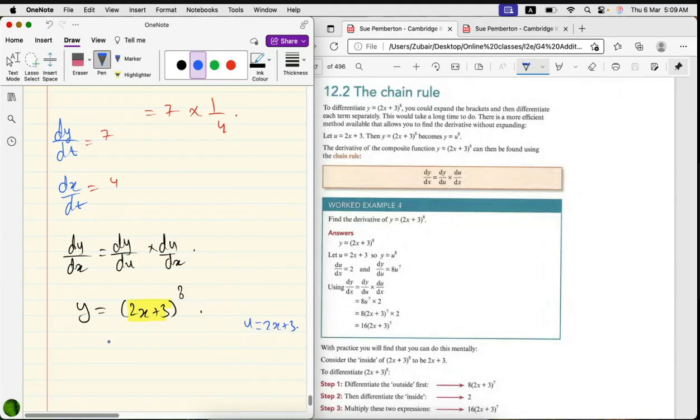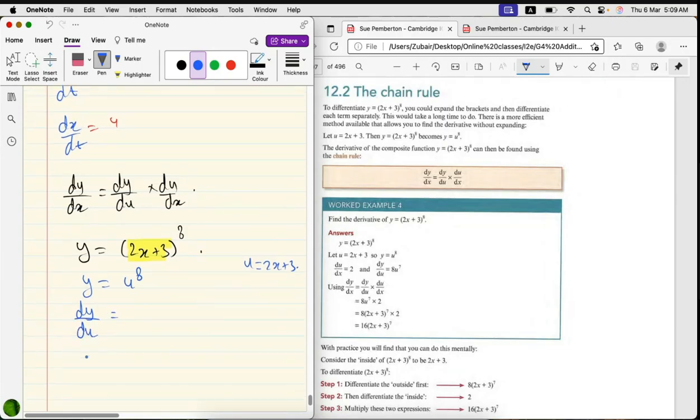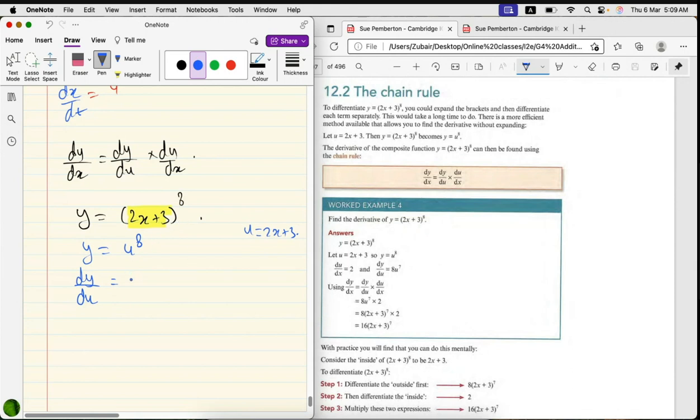So one thing, we differentiate it with respect to u. That means if we take it as u, y is equal to u raised to power 8. So would you agree? Now we'll do dy over du. First we used to do dy by dx. So this should be 8u^7. Okay. And on the other side, du over dx should be 2.